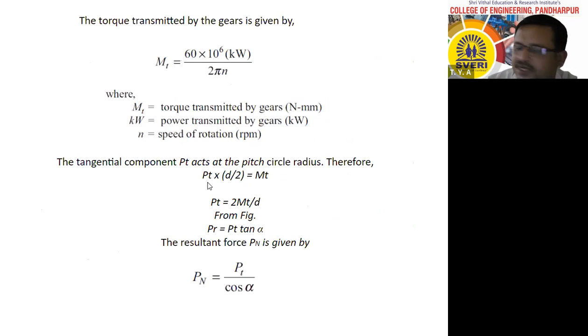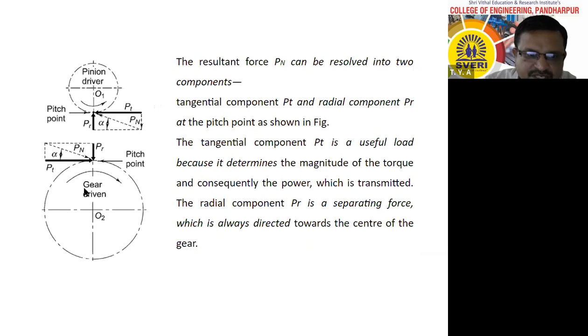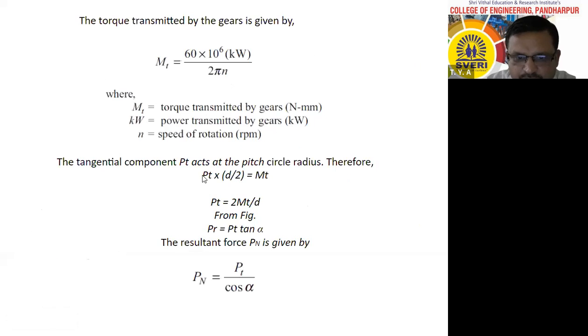And once you find out PT, this PT into the radius of this gear is nothing but torque. Force into distance: PT, the tangential force, into this perpendicular distance is known as torque. The same formula is here: PT into d by 2. D by 2 means radius, which is equal to Mt. Mt means torque transmitted. This notation Mt we are going to use throughout this subject. Mt is nothing but the torque transmitted by the gears.